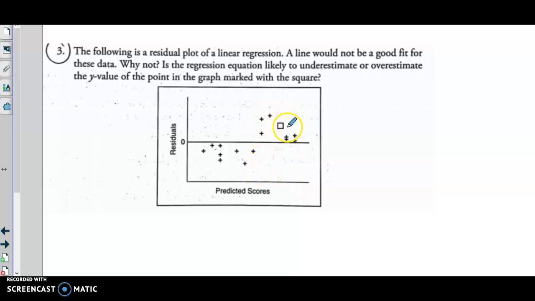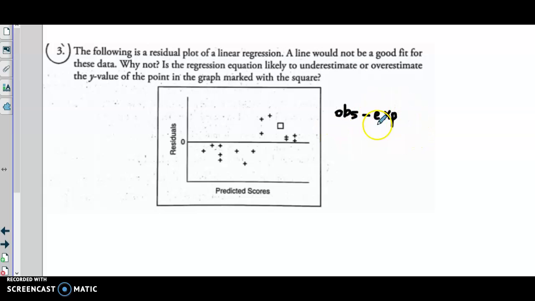The second thing it asked about is this black box. Well, think about it. In this residuals plot, a residual comes from observed y minus expected or predicted y. Take a second and think about what that means. If the observed minus expected is above 0, so if I subtract observed minus expected and I get a positive number, that means the observed was higher.